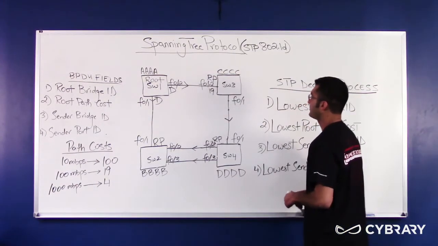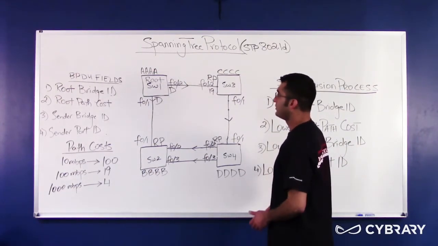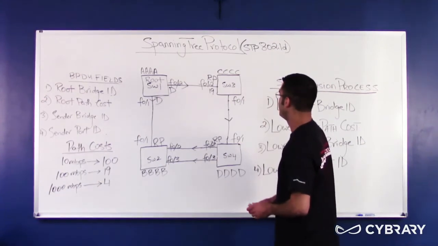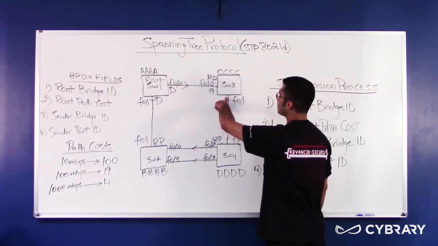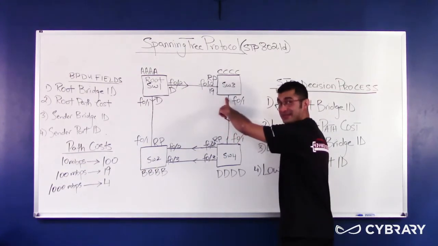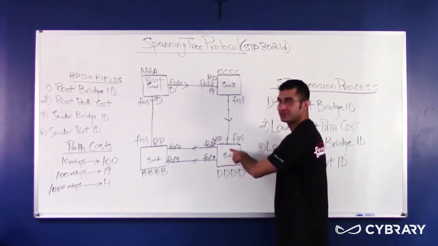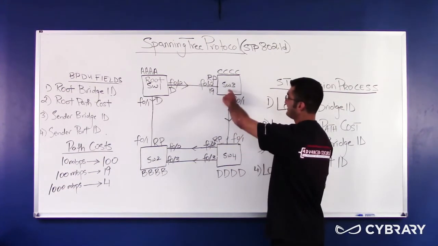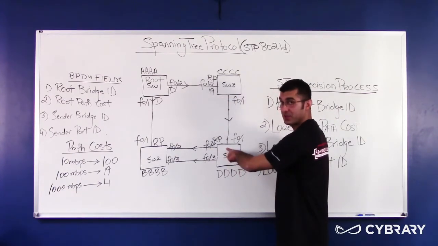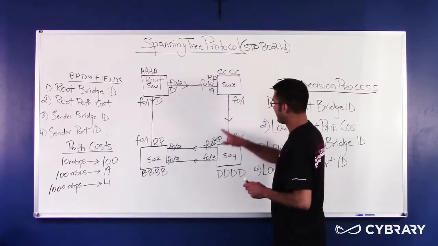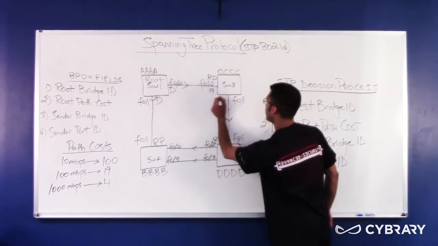Now let's look at the segment between switch 3 and switch 4. The root path cost inside of the BPDU, as it leaves switch 1 and traverses switch 3, and then leaves switch 3 F0/1, is still 19. When this BPDU enters switch 4 F0/1, the cost is incremented to 38. So 19 at switch 3 F0/1 and 38 at switch 4 F0/1. So between 19 and 38, switch 3 F0/1 becomes your designated port.